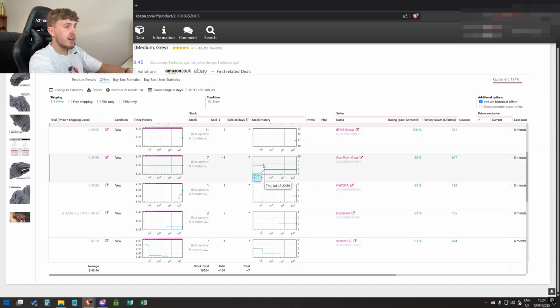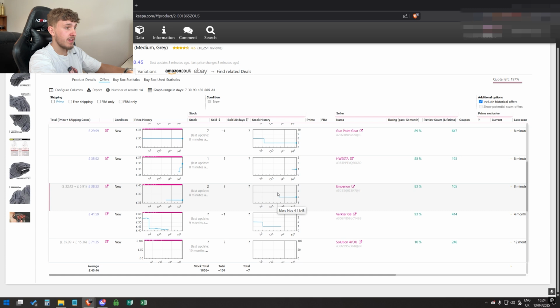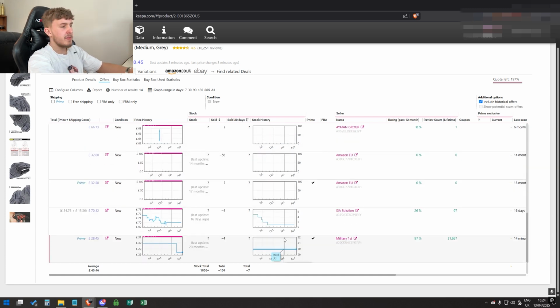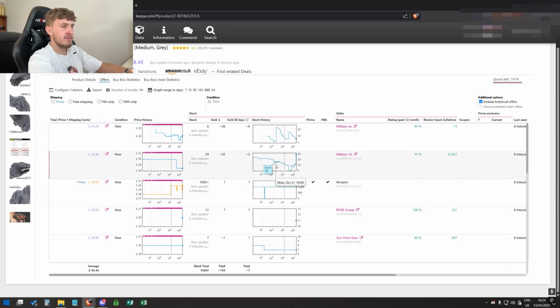So we've got this person who had 8 and then had 7, and they had 7 from like July 2024 up until still now to this day. This guy had 2 from November, still has 2. It does seem to be the case with all of these sellers, even those that are FBM or SFP that might have been selling it elsewhere as well. It just seems that this product doesn't sell very well.